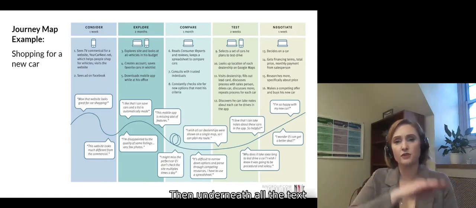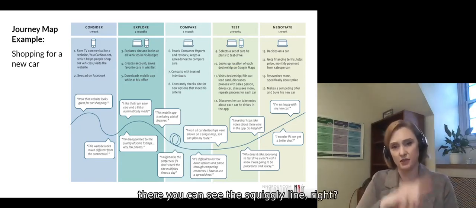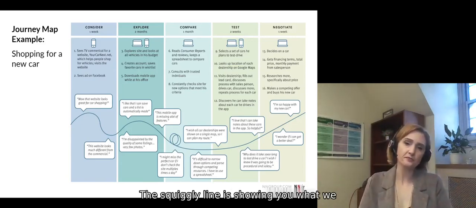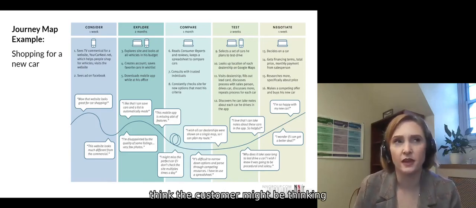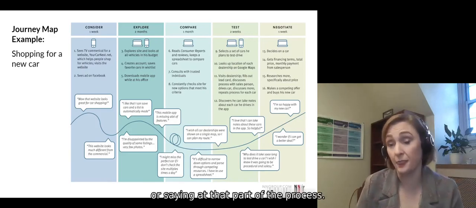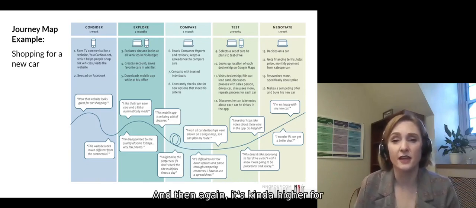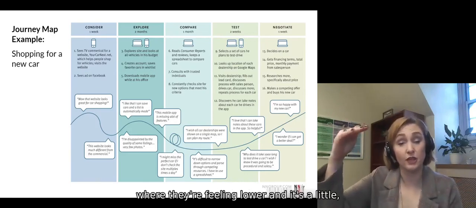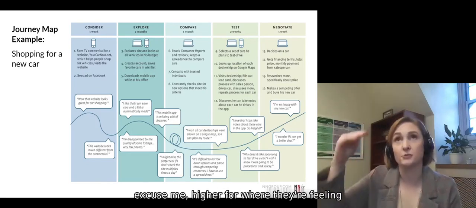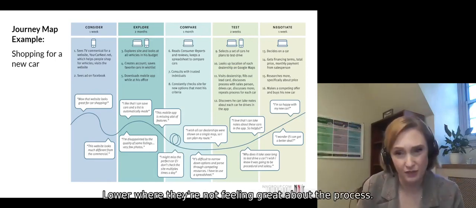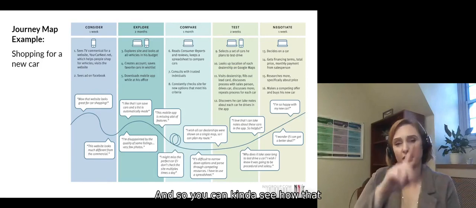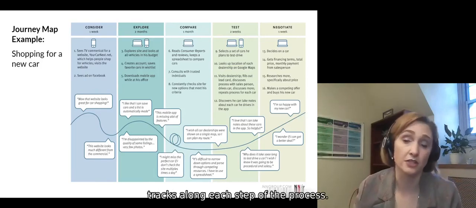And then underneath all the text there, you can see the squiggly line, right? The squiggly line is showing you what we think the customer might be thinking or saying at that part of the process. It's higher where they're feeling happier or better about the process, and lower where they're not feeling great about the process. And so you can see how that tracks along each step of the process.